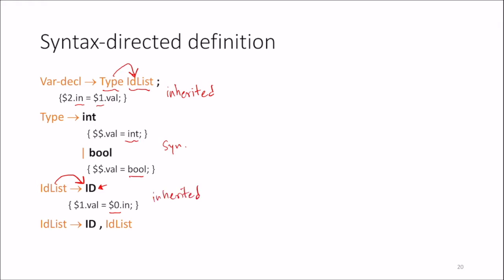And finally, when I have a comma separated recursive rule, the ID gets a value from the left-hand side, which is $0. And also, we need to pass it down recursively down the list so that when I get to this rule, I need this value from this non-terminal. And that's why I'm passing the $3.in, the inherited attribute comes from the left-hand side. So this again is an inherited attribute.